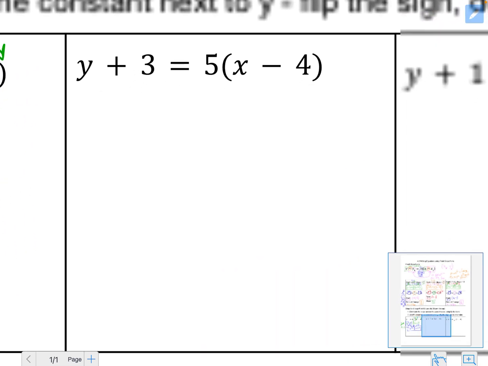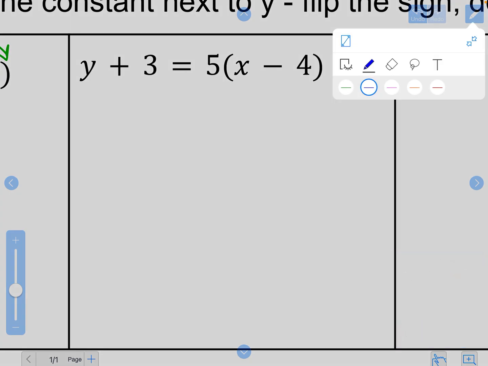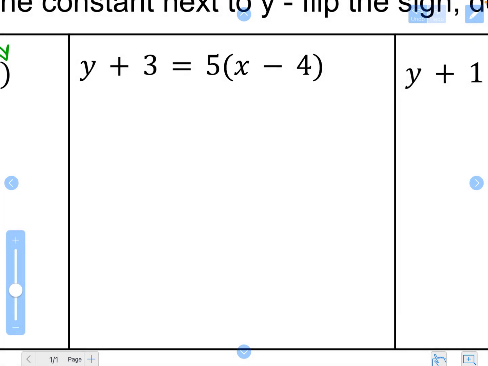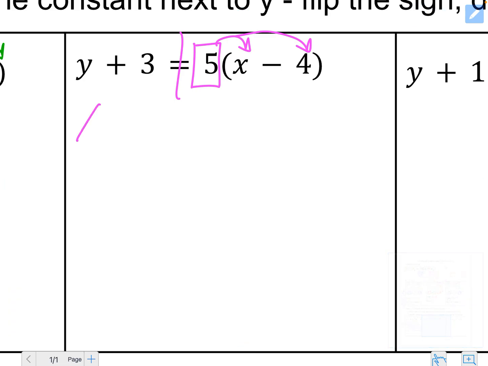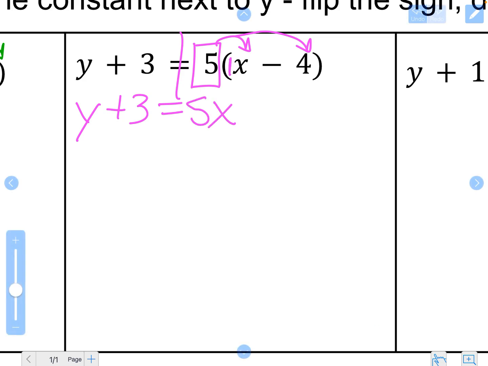All right, so let's do 2 more, and then that's all we've got in point slope form. So again, anytime I see a number next to a parentheses, I need to distribute, which means to multiply. So since that's all on that side of the equation, I'm going to write y plus 3 again. I'm going to write my equals. 5 times 1 is going to be 5, and then I'm going to write down my x. 5 times a -4 is going to be -20.